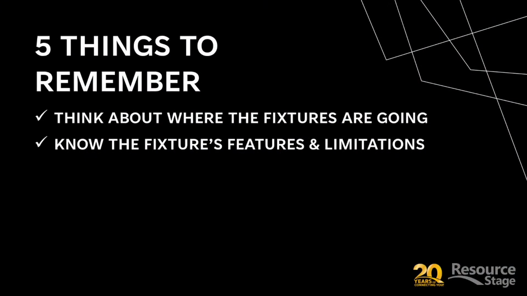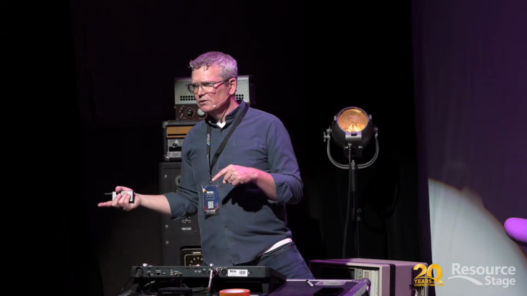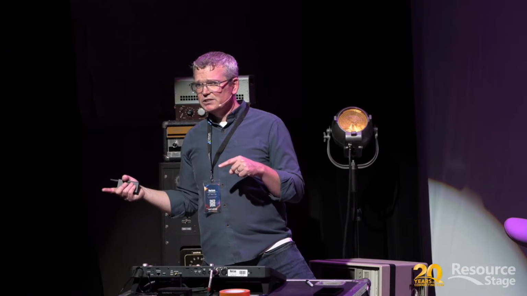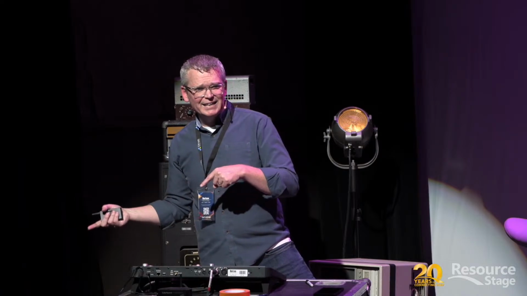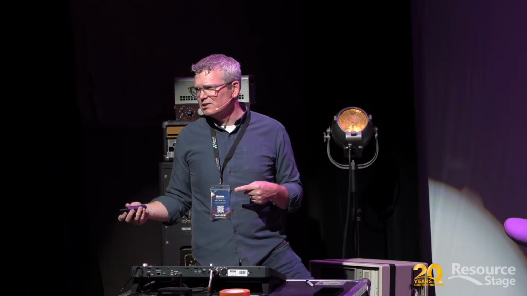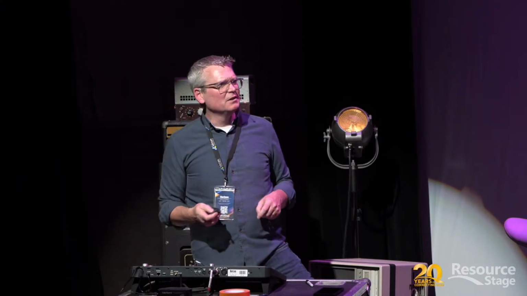Know the fixture's features and limitations. We talked about things like color. Do I have color mixing or do I have a color wheel? How is that going to play into what I'm doing? If I have a color wheel, then that move-while-dark feature becomes really important to how I'm programming my show. Does that make sense? Because I want to be able to change color when it's black, and I don't really want to have to program each one of those blackouts and then the color change during the blackout.